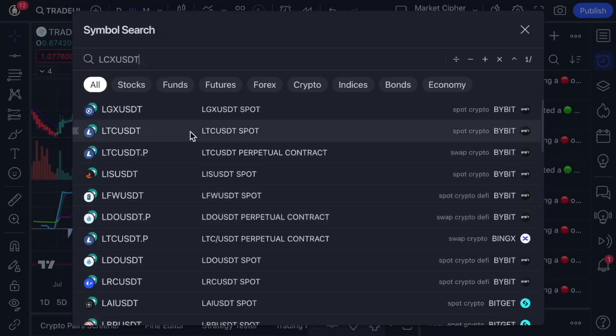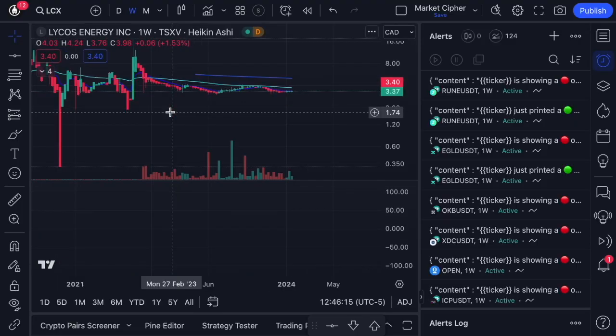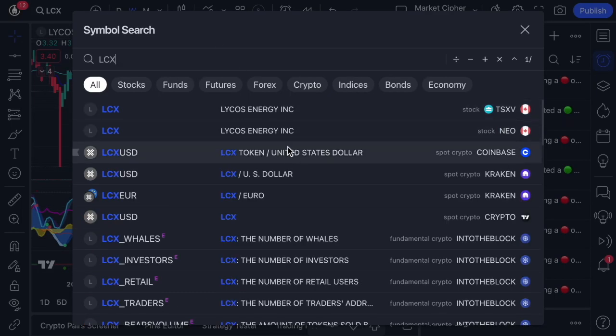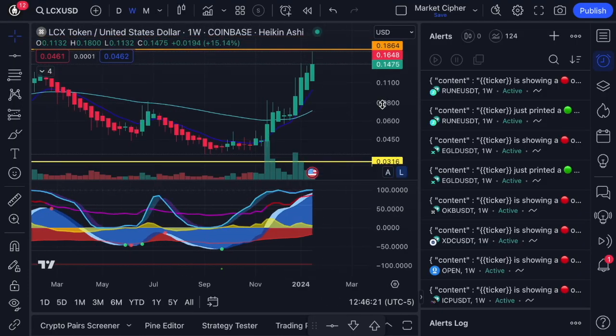LCX. I believe this is a stock. Another energy stock. You guys like the energy stocks, huh? LCX US. Oh, maybe not. Maybe it is a crypto. Nice breakout. Again, nice breakout.